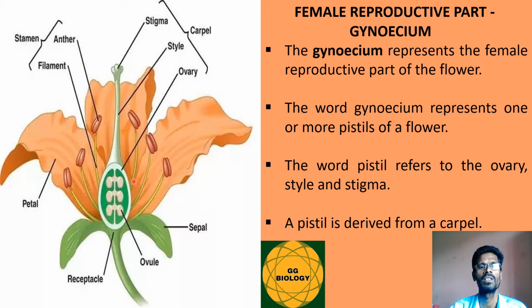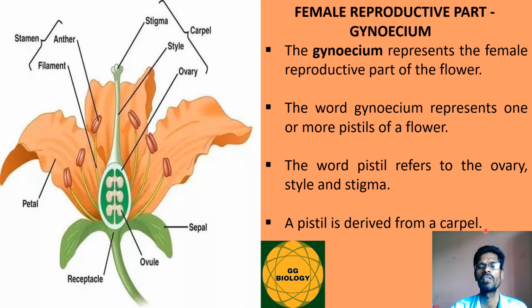And the last inner whorl is the gynecium, the female reproductive organ of the flower, and this is nothing but the innermost whorl of the flower. So the gynecium represents the female reproductive part of the flower and it represents one or more pistils. The word pistil refers to ovary, style and stigma. So it's made by stigma on top, a slender portion called the style, and the ovary at the base.